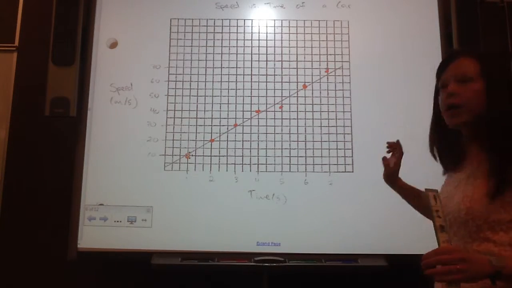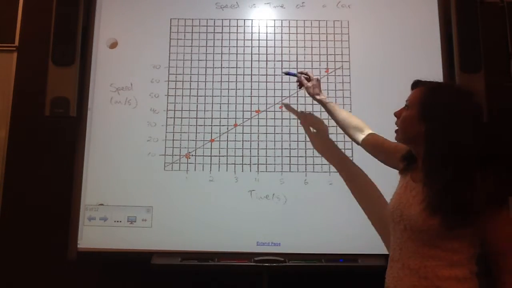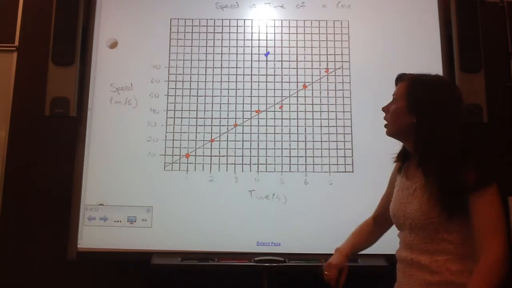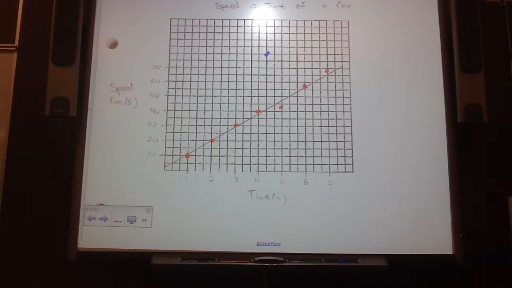Also, just a note, if we had a point all the way up here, do you think I would have taken that into account in drawing my line of best fit? No, I would consider that an outlier, and that there must have been a mistake when I took that data point. But it's still an observation, so I still include it. I just don't put my line of best fit near it. I don't really care about it.